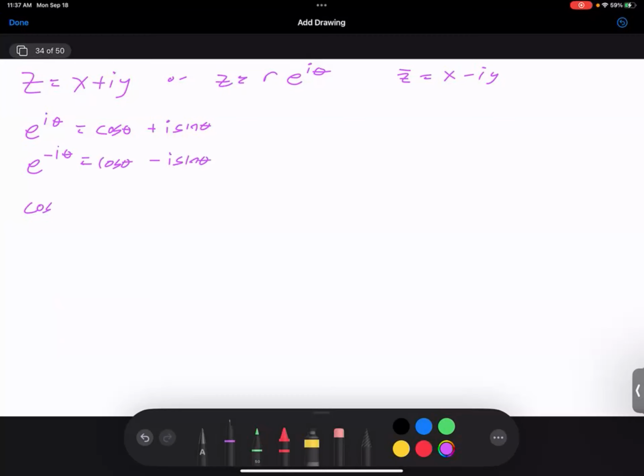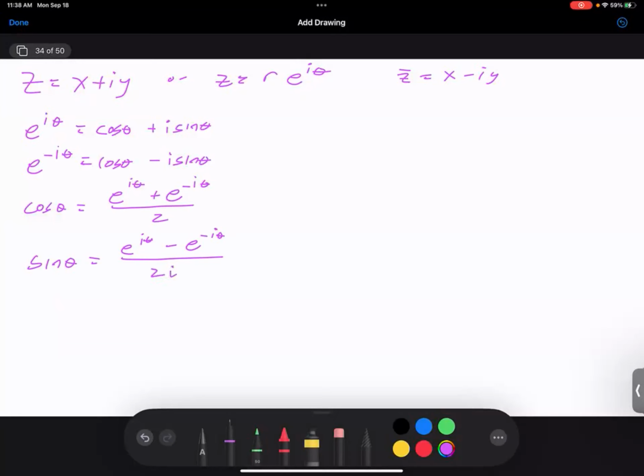And so with a little bit of work, you see cosine theta is e to the i theta plus e to the minus i theta over 2. And sine theta is e to the i theta minus e to the minus i theta over 2i, if I've done things correctly.